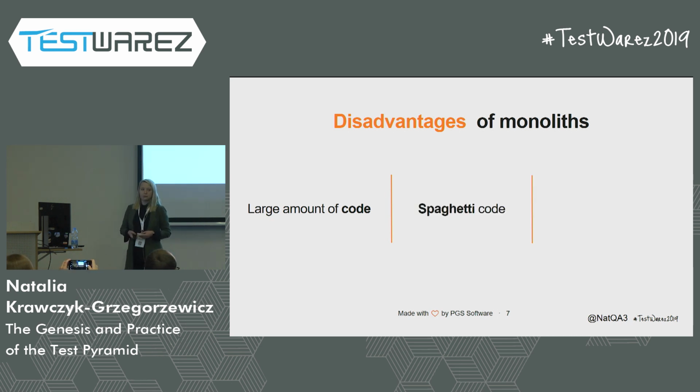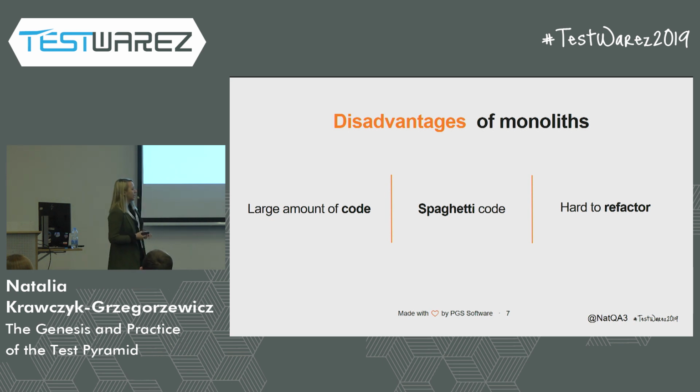And why is that? Because such an amount of code favors the creation of so-called spaghetti code. And it means that if we change something in one part of the application, something else might be broken. And there's another disadvantage of monoliths, which is not very often mentioned, especially in a tester's world, which is this commitment to the technology stack.